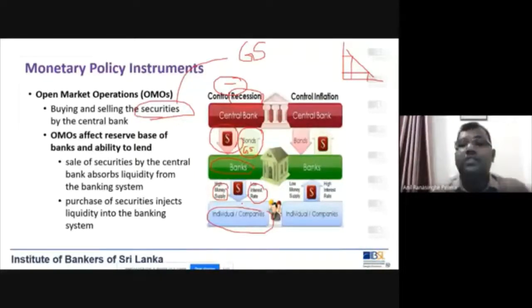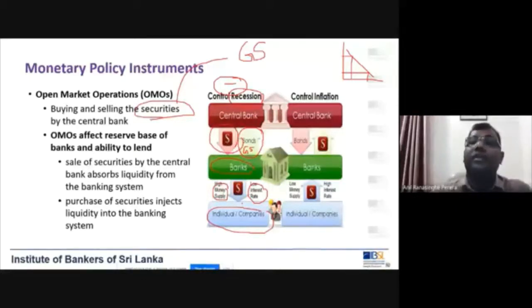So this is the central bank injecting money. Similarly, let's say the economy has more money. More money means inflation could increase, isn't it? So in order to control inflation, by avoiding this excess money, the central bank can now absorb excess money. So when it absorbs, money comes back to the central bank.